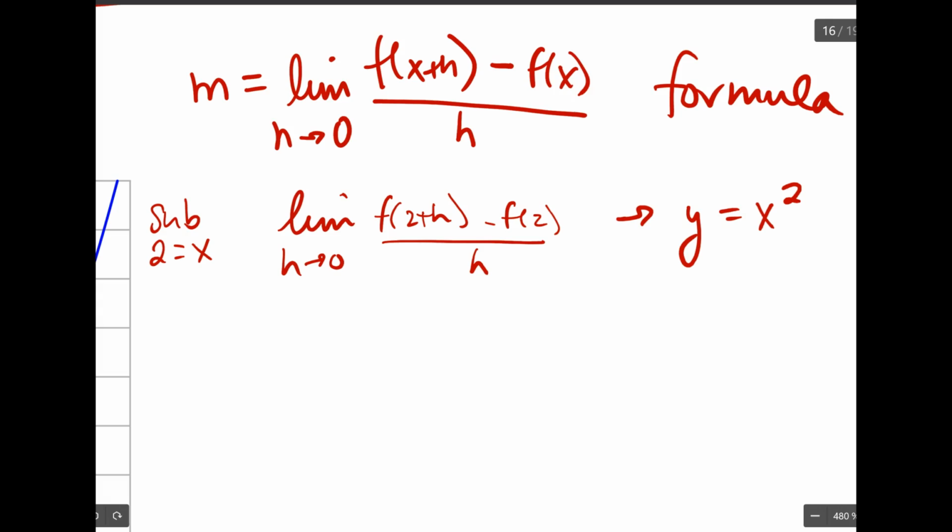I'm subbing everything. Y equals x squared. That's literally f of x equals x squared. That's what it means. F of x and y mean the same thing.